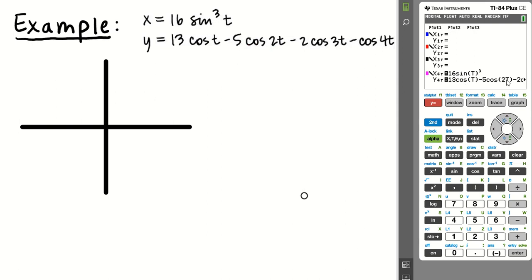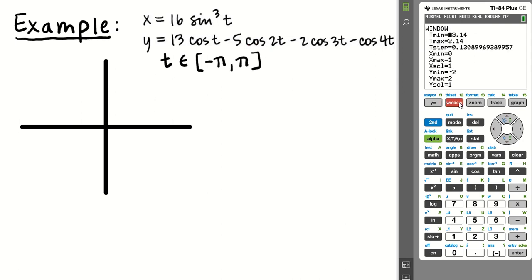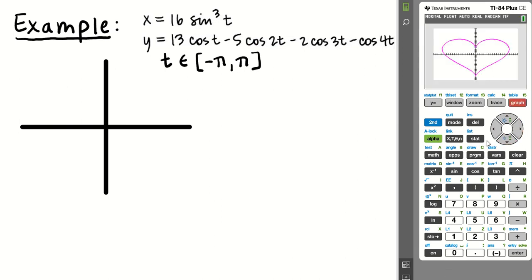All right, so I've already got it into x of t and y of t here. I'm going to set the window. I think it didn't say here, but the t window, we need to have t between negative pi and pi. So I'm going to type that into the window, negative pi to pi. And I don't think that this is going to be a good x window. I think we need a lot more room to see this thing go. Okay, and then when we graph it, it makes a heart.